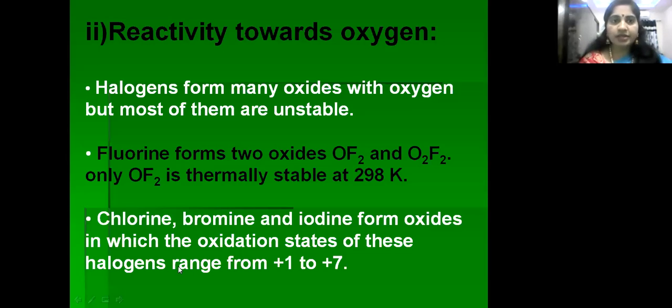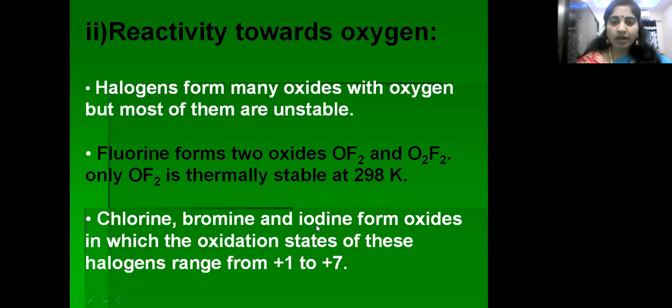Okay, next one is reactivity towards oxygen. So halogens form many oxides with oxygen, but most of them are unstable. Okay, so fluorine forms only two oxides, so OF2 and O2F2. Only OF2 is thermally stable at 298 Kelvin. Okay, fluorine forms only two oxides. What are those two oxides? OF2 and O2F2. Out of OF2 and O2F2, OF2 is thermally stable at 298 Kelvin.